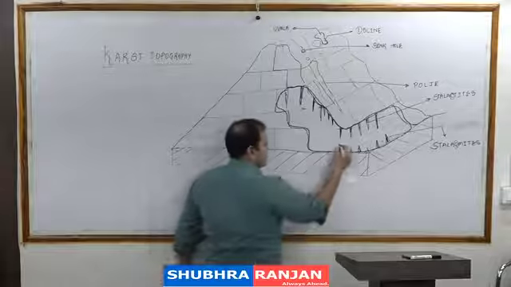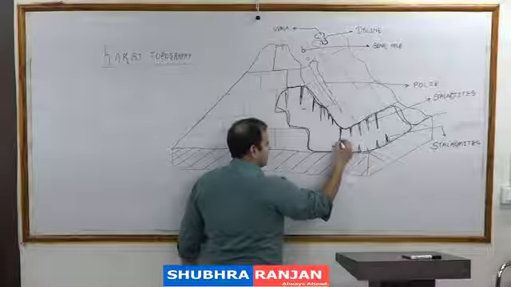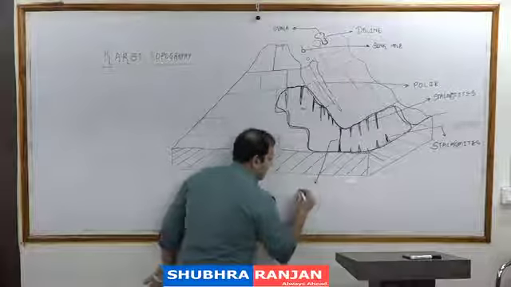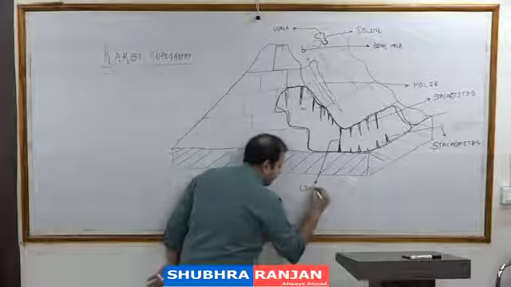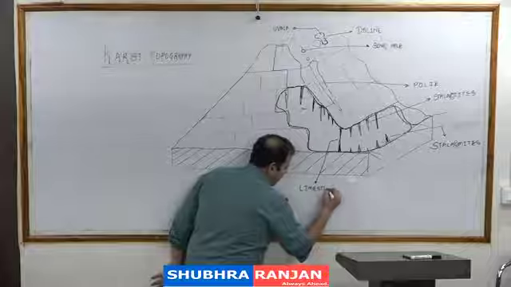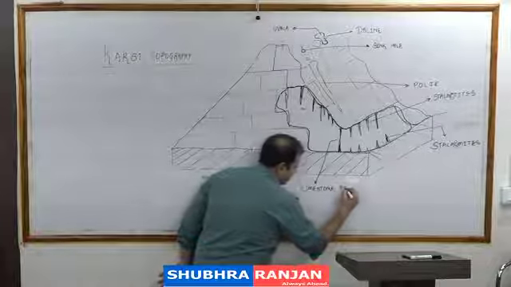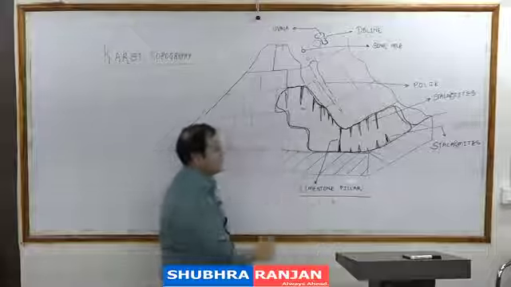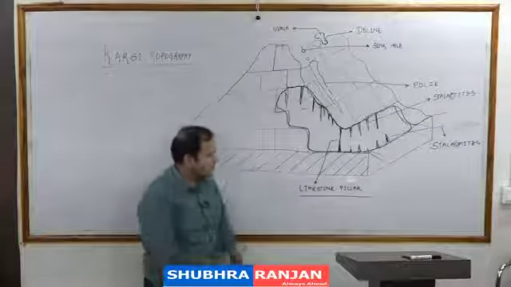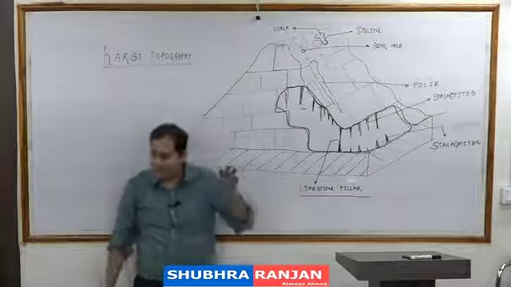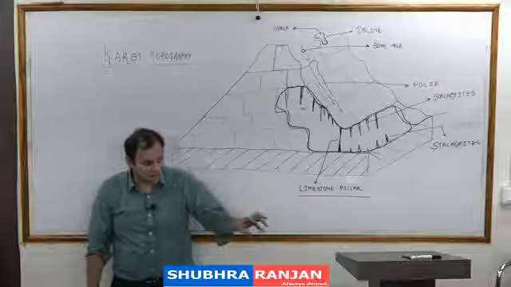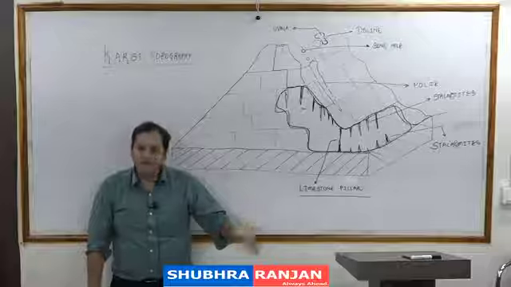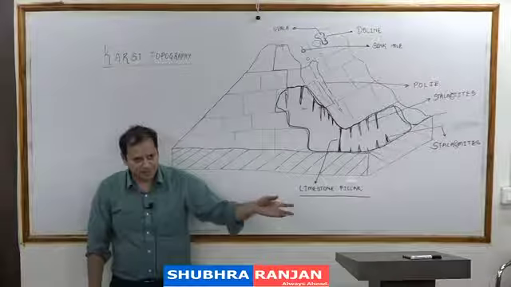Sometimes they become so big that they may touch each other, and you will call this limestone pillars. So any region in karst topography will have caves, will have pillars, will have water dripping, and then the rest of the aspect is of faith.